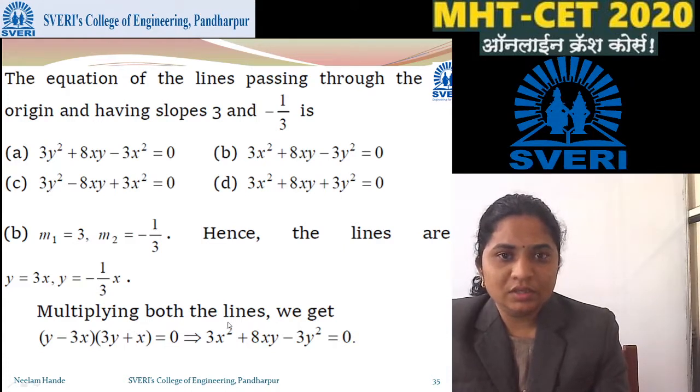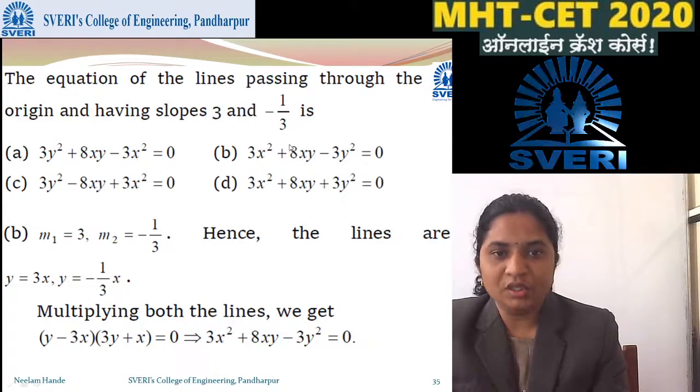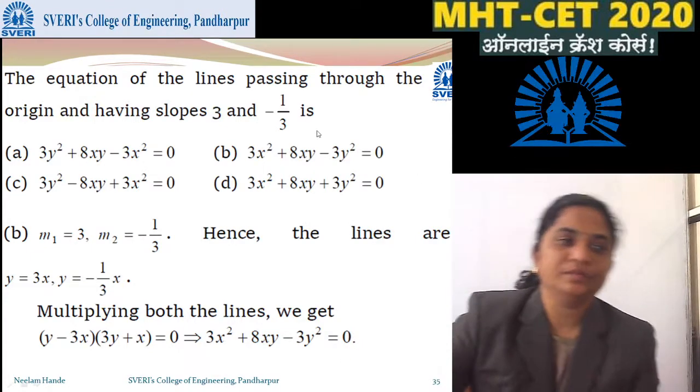Next, if we multiply these two equations together, we get this one. And this is option number B. So your correct option is B.